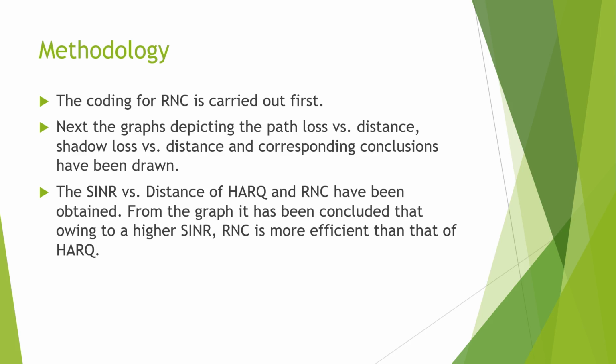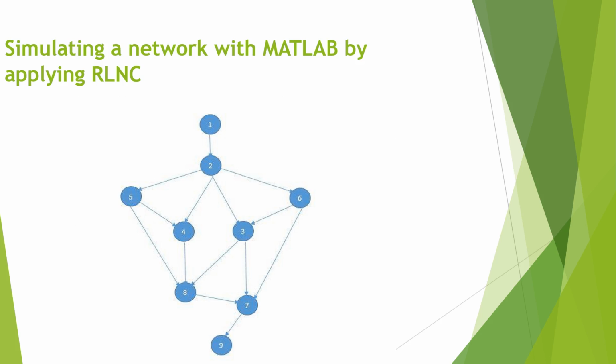So we can say that RNC is better than HARQ by seeing its SINR and throughput. The better the SINR, the better the protocol, and the better the throughput, the better the protocol and the efficiency. So this is the virtual network which was created to test the RNC. One is the source and 9 is the destination, and there are various paths available.